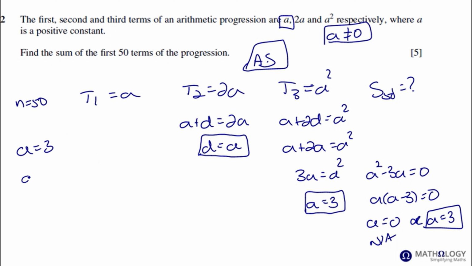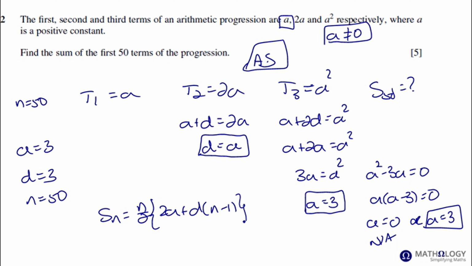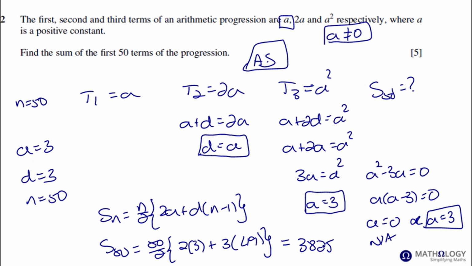Since d equals a, d is also 3, and n equals 50. Now we can find the sum to n terms, which is given by n over 2 times (2a plus d times (n minus 1)). The sum to 50 terms is 50 over 2 times (2 times 3 plus 3 times (50 minus 1), which is 49), and that equals 3,825.